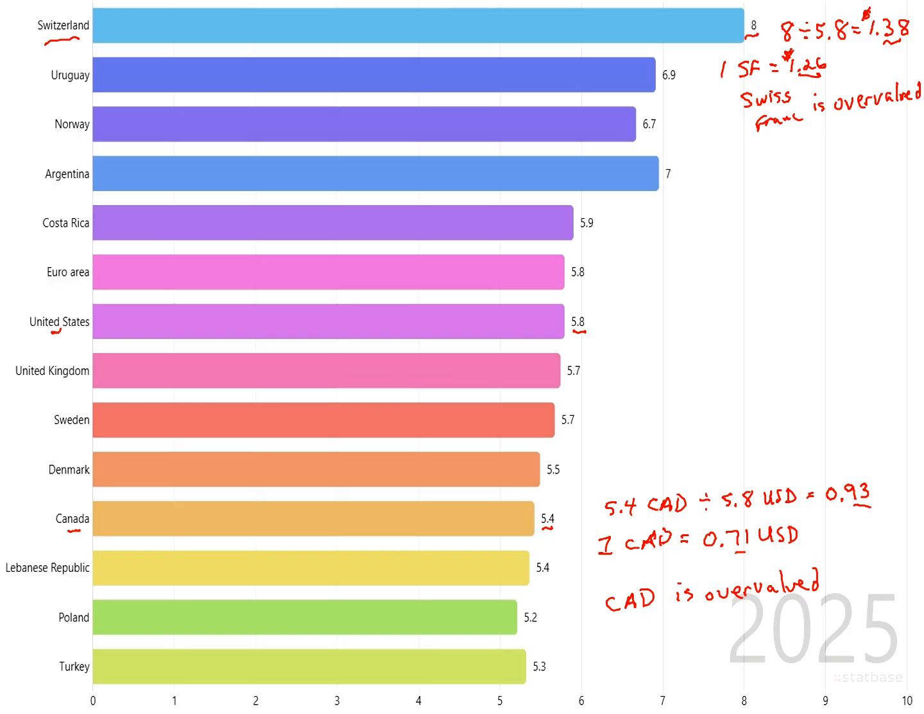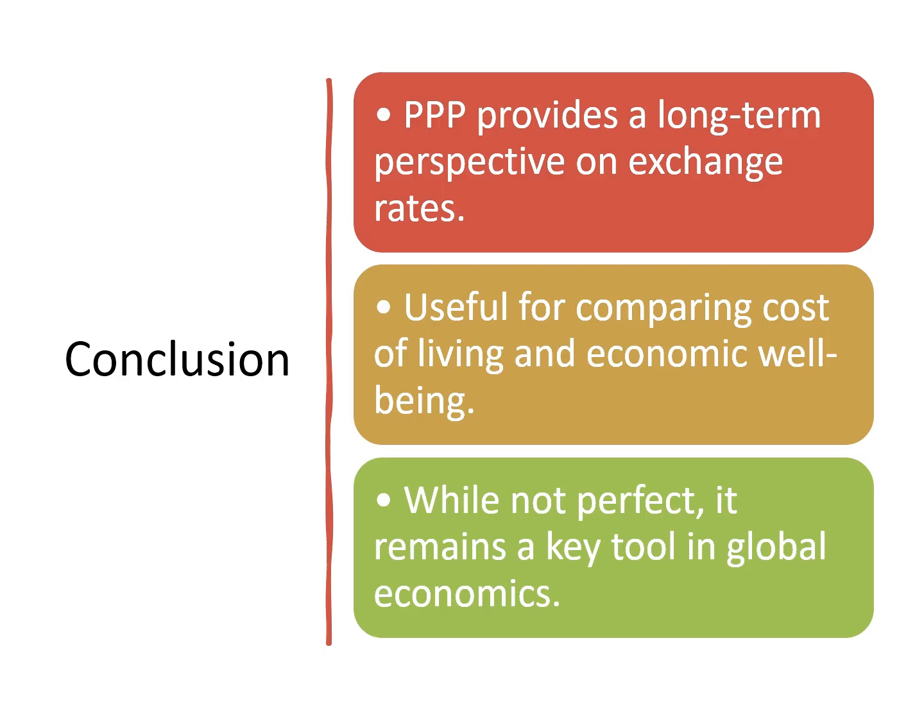So let's go to our conclusion. Conclusion is PPP provides a long-term perspective on exchange rates. It's useful for comparing costs of living and economic well-being. It's not a perfect tool, but it is a key tool in global economics. It helps us to make comparisons between countries.